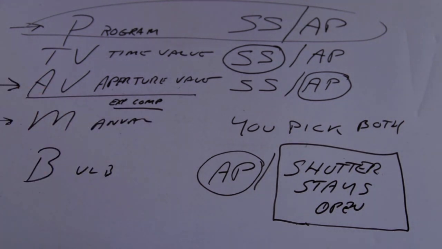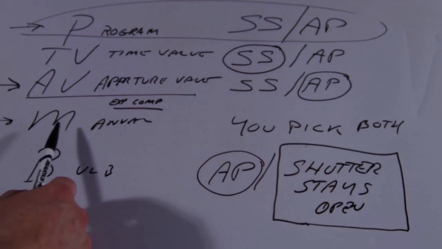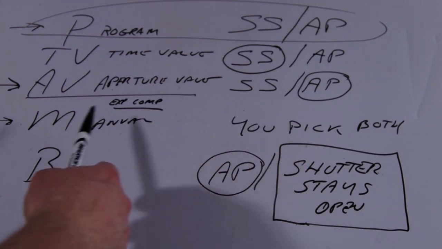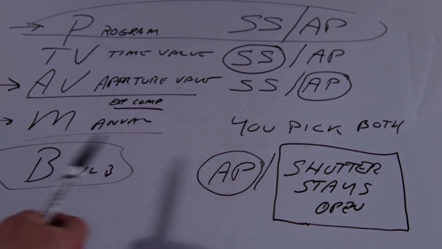If I'm in AV mode and I really want to lock something down, so I get to pick the shutter speed and the aperture because I know exactly what I want in a circumstance, I'll go to manual. Now bulb, obviously if you're taking a picture longer than 30 seconds, you're going to bulb. That's what it's for. All right.